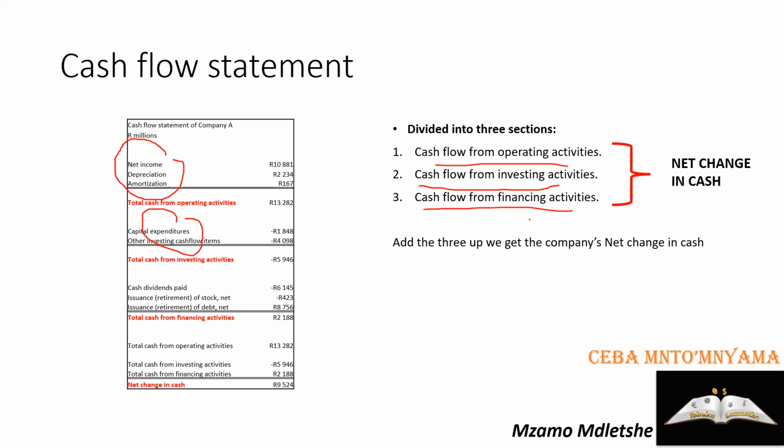The same thing applies with bonds, which is basically debt. You sell a bond, cash flows into the business. You buy back a bond, cash flows out of the business. So you add these entries, you get your total cash flow from financing activities. Now, these three sections are summed up to give us the net change in cash for that business.